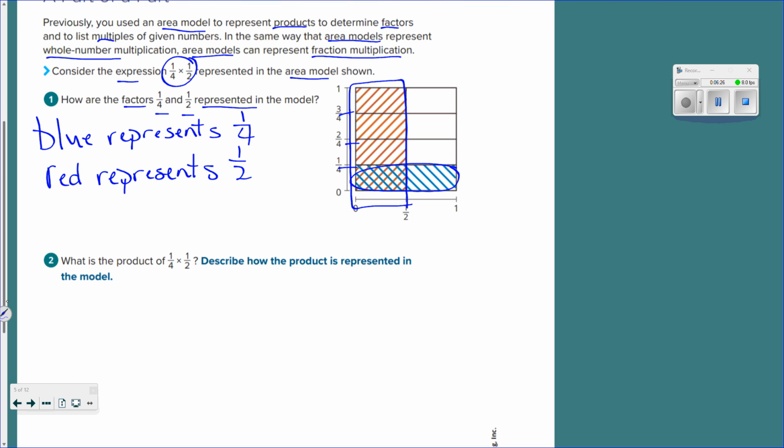So what is the product? Describe how the product is represented in the model. So what is the product of 1/2 and 1/4? In other words, how many of those boxes now have two marks in it, both a red and a blue? One of them, right? So one has both red and blue.